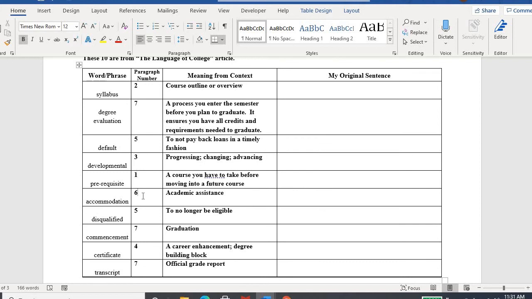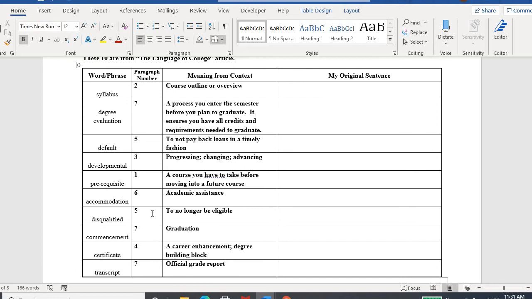Accommodation in paragraph 6 just means academic assistance. So if you had an IEP or a 504 in high school, you would probably qualify for an accommodation in college. And that could look like maybe someone who is a note taker. Maybe you need extended time to take tests or quizzes in class. Maybe you need to go to a quiet space to take tests and quizzes. So that's what that means by academic assistance. And you have to qualify for those accommodations.